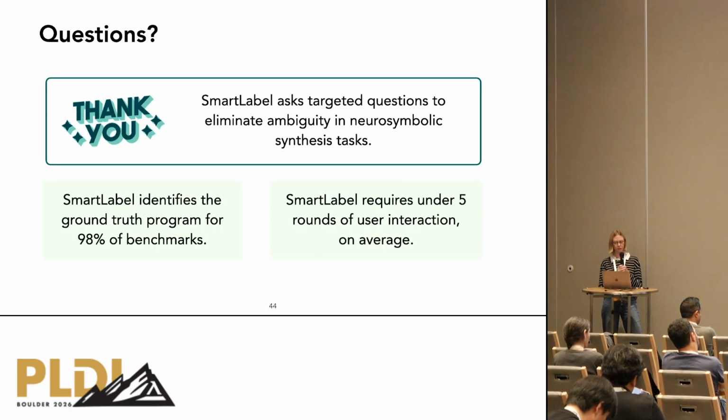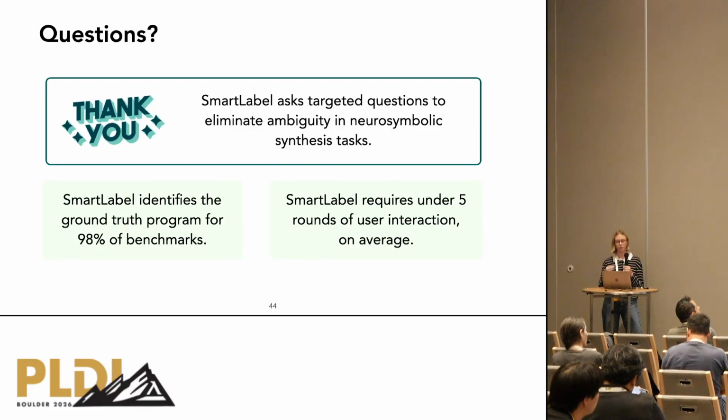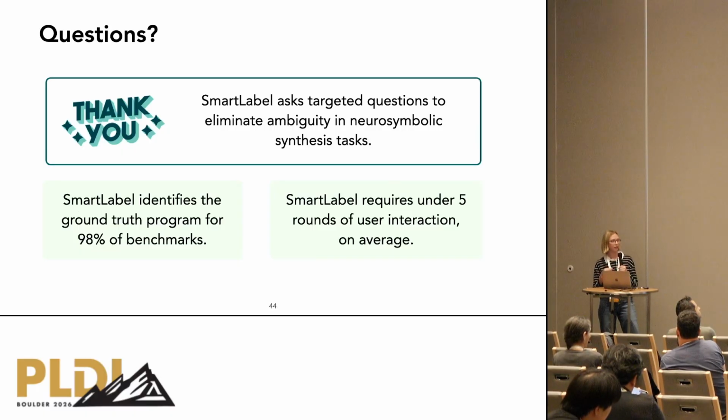So to conclude, SmartLabel uses targeted active learning queries to eliminate ambiguity in neurosymbolic synthesis tasks while reasoning soundly about neural uncertainty. More broadly, we think that active learning is a promising way to make synthesis systems more reliable and trustworthy in practice. So thank you, and I can take questions now.